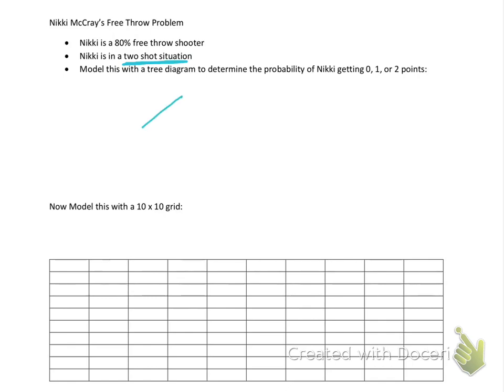So here's the first 2 branches. She makes the shot. She does not make the first shot. Then let's go for the second shot. She can make it. She can miss it. Same thing down here. She can make it, she can miss it. So there's no dead end because it's not a 1-and-1 situation. So what are this Nikki's probabilities?